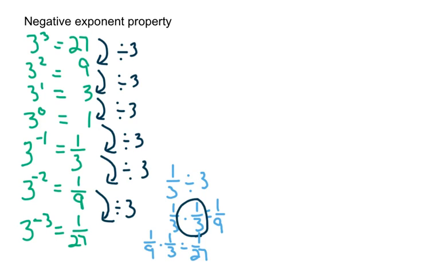Alright, let's do the same thing with the 4s that we did up above. So with our 4s, we had 4 to the 3rd was 64.